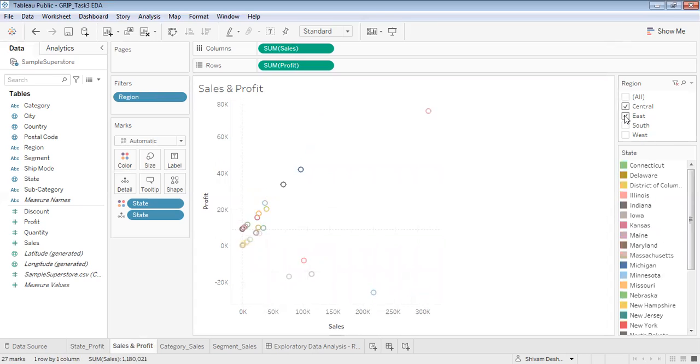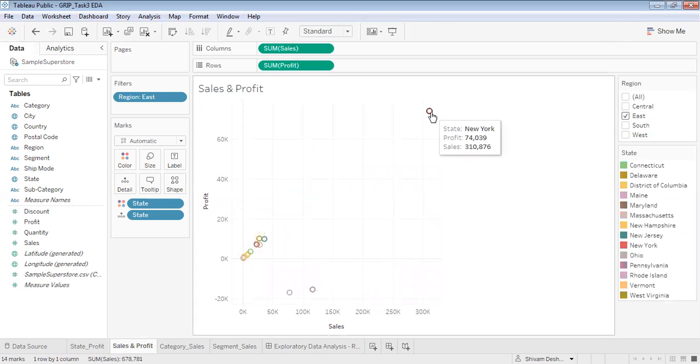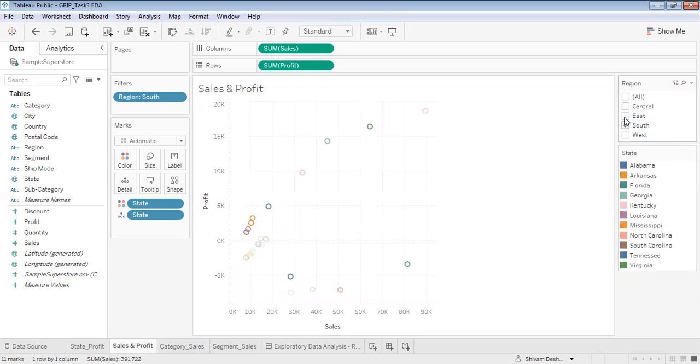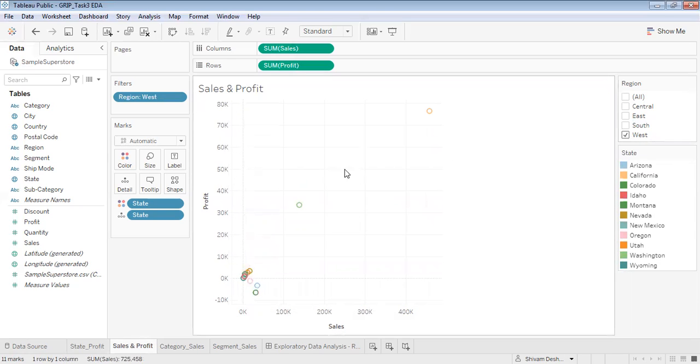So like this, we can use filters across different regions. In the East, New York is at the top, and we have to increase the performance of these states. These are performing relatively good. In the South, the top states are Virginia and Georgia. These are performing good, and still we have to look at states like Florida. And again in the West, different filters can be used here. California is performing at the top. Washington is also performing very good. For Colorado, we have to look at the sales and profit in that state.